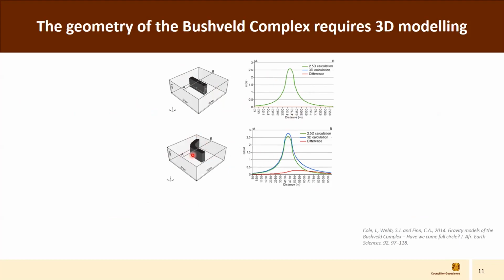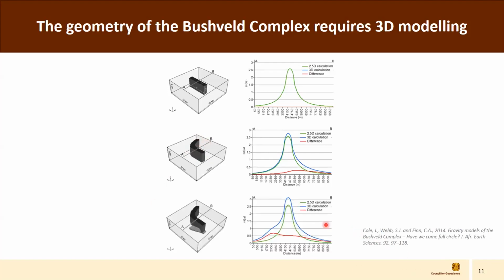But as soon as you have a more complex geology, you start to see differences between the 2D and 3D, because the 3D modeling takes into account the change in the shape here, the effect of the model there on this profile. And if you make it even more complex, the differences become bigger and bigger. So this is why I then embarked on modeling the Bushveld in 3D.